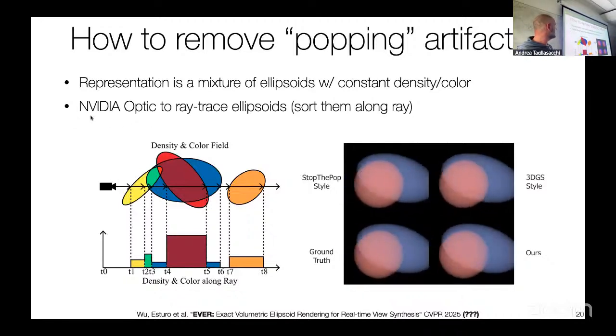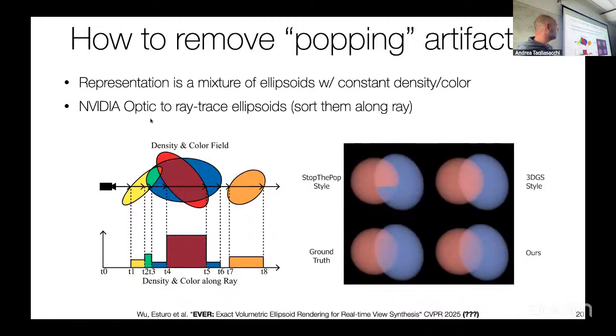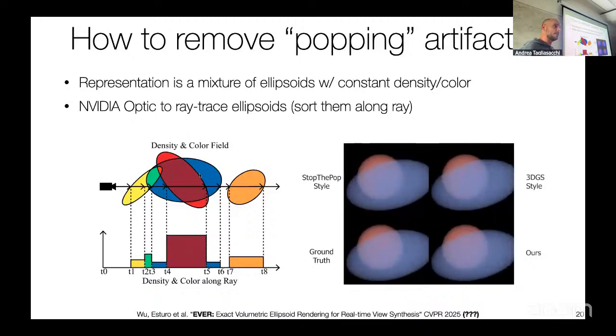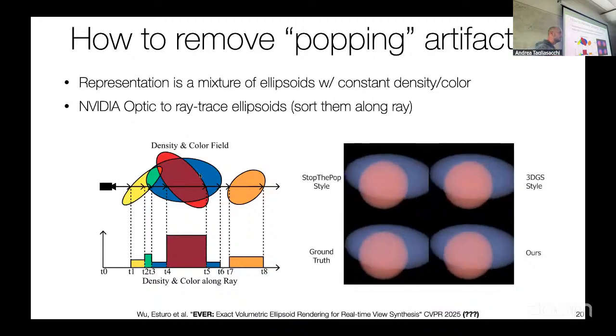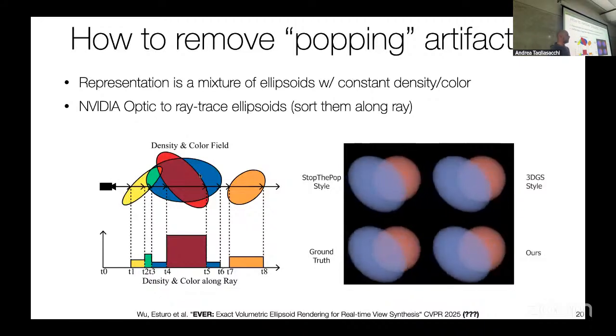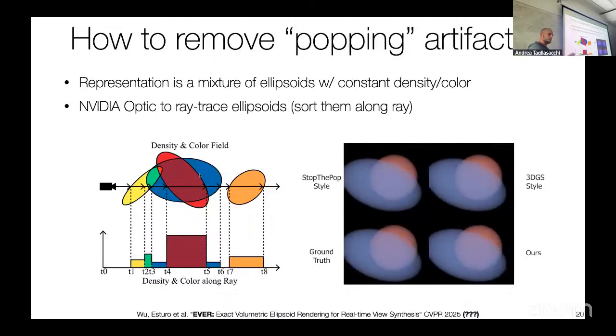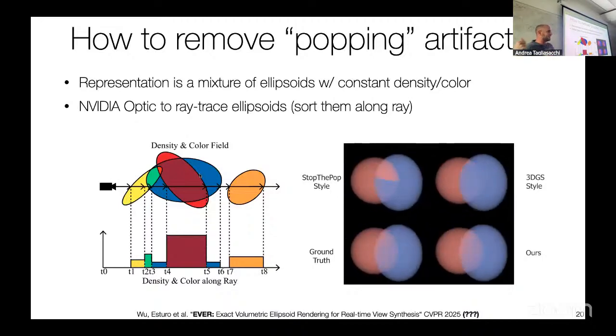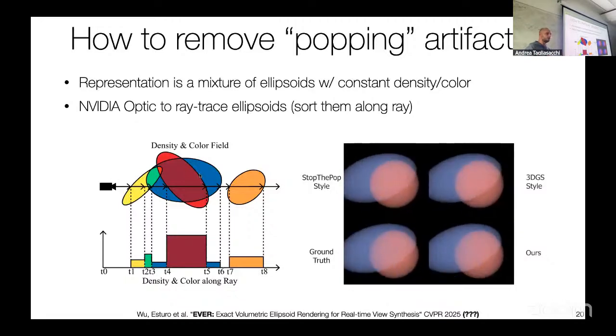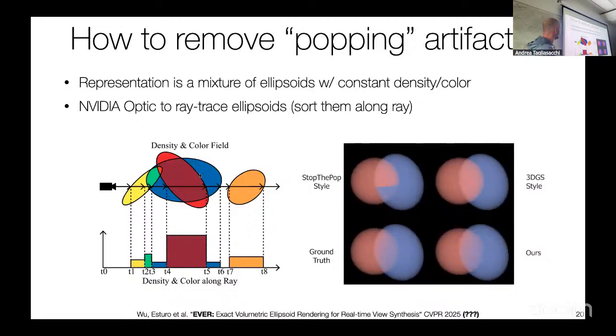So sure, you can use this NVIDIA OptiX pipeline to remove popping artifacts from your representation, but as soon as you do that, now your implementation of the rendering time can only execute on an NVIDIA GPU, right? Suddenly, sure, you fix this problem, but no VR device that doesn't have an NVIDIA GPU on board will be able to exploit this representation.